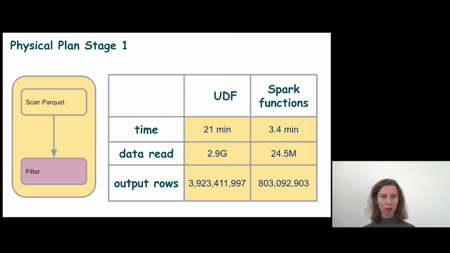In the stage results, you can see that the Spark functions query runs 6 times faster than the UDF query. The reason for that is the amount of data Spark reads. With Spark functions, Spark reads only the relevant partition, while with UDF it has to read all the data and do the filtering in memory. And again, this makes Spark functions much faster.